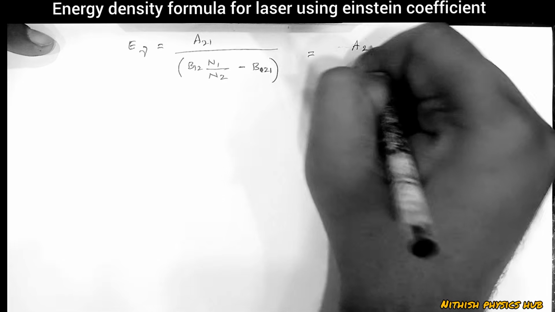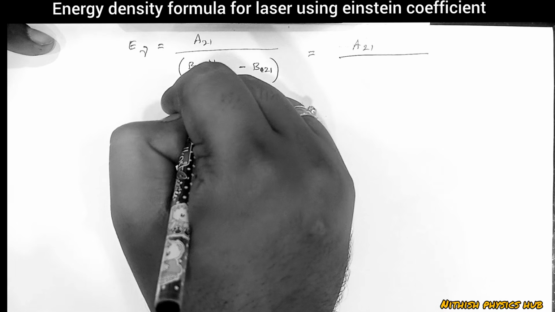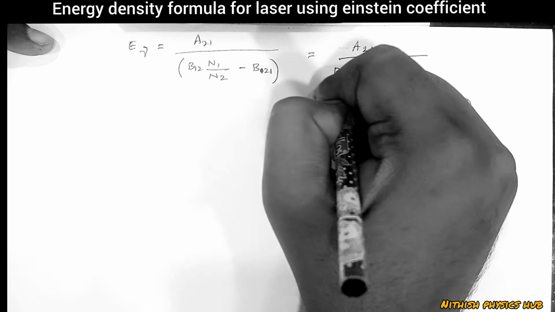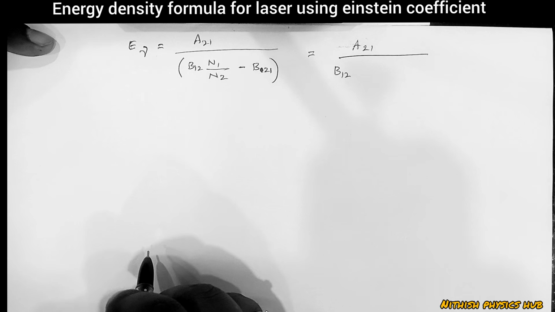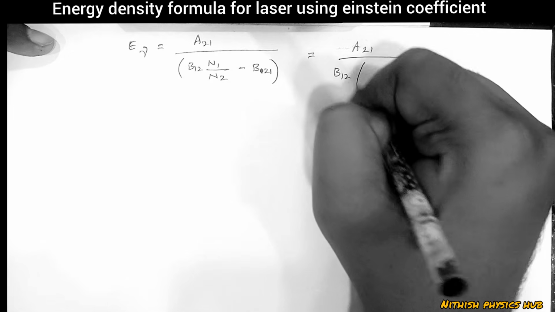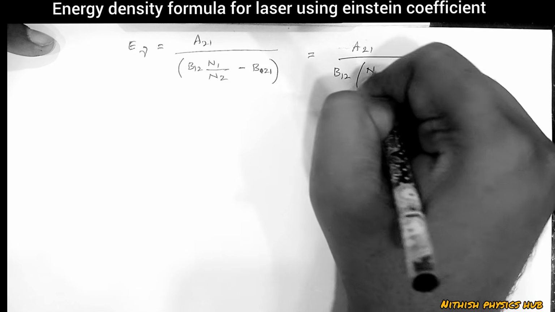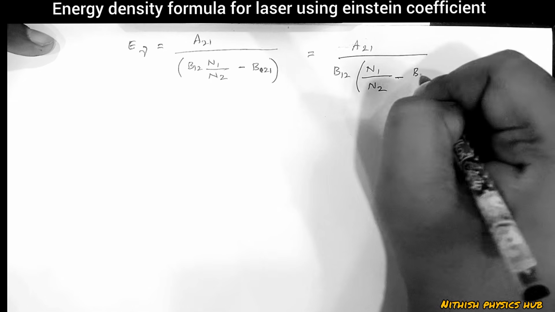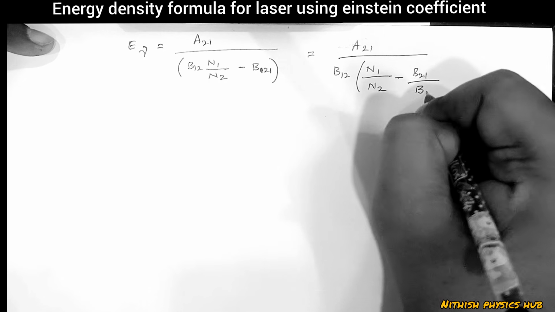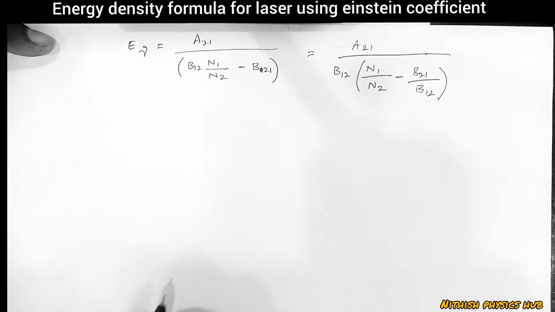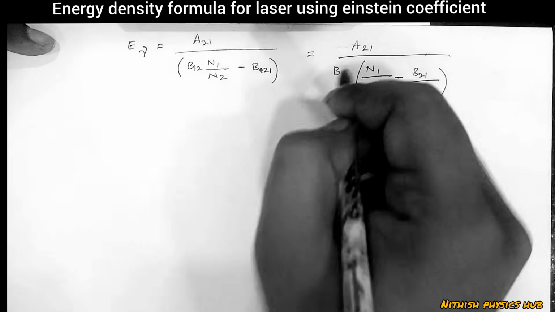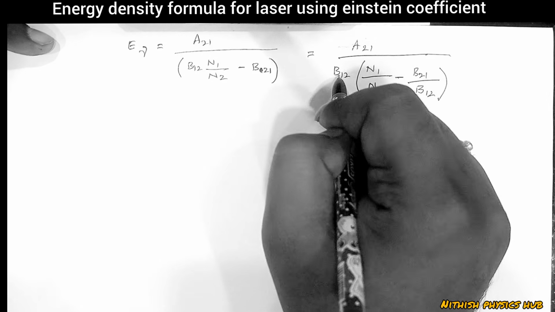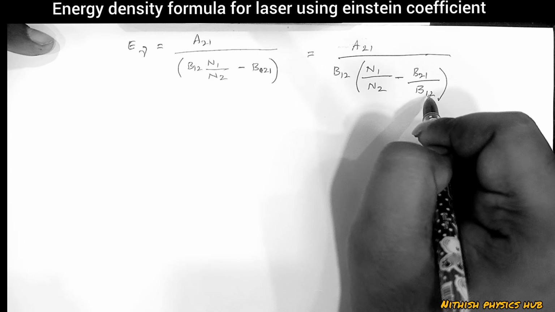What is the common? I will be taking B12 outside. B12 is nothing but the Einstein coefficient for the induced absorption, in the denominator: N1 divided by N2 minus B21 divided by B12. As soon as B12 is taken outside, here there is no B12 term, that's why I have divided here.